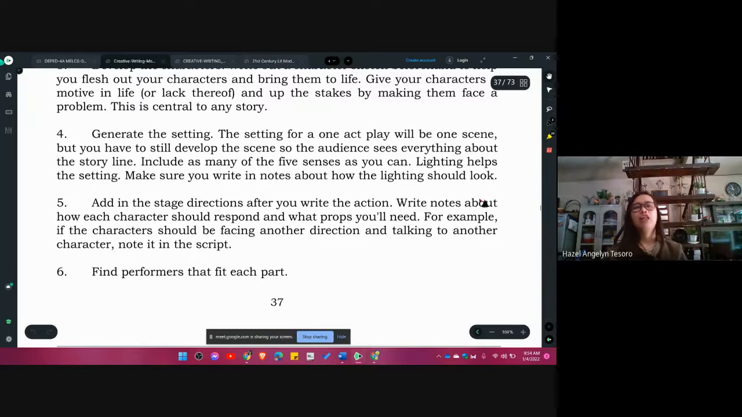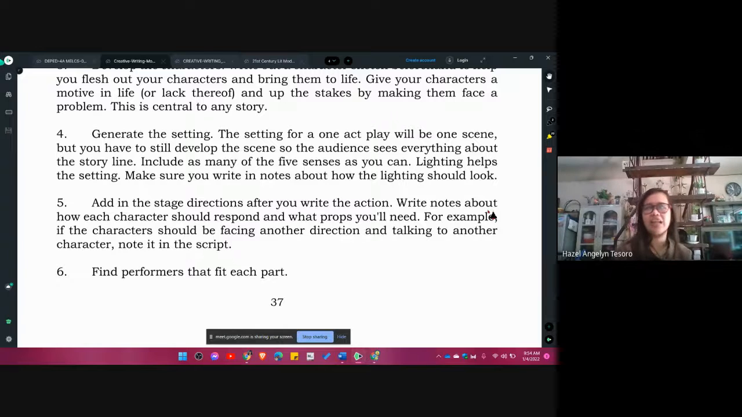Number 4, generate the setting. The setting for a one-act play will be one scene, but you have to still develop the scene so the audience sees everything about the storyline. So if you're the director, if you're the writer, if you're the producer, you are to plan out ahead of time what would be the setting. So since you only have one theater, hindi ka naman pwedeng tumalon ng one scene to another, one set to another set, because this is not writing for TV, ano, this is writing for a play and for a theater.